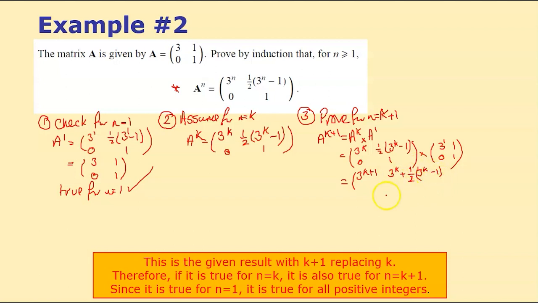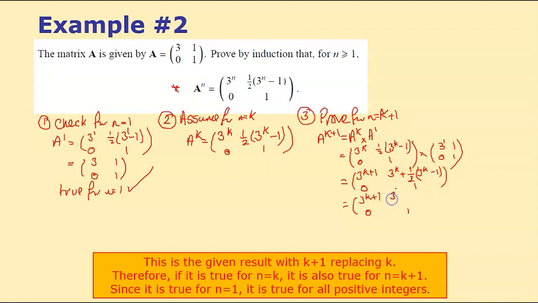Now you can see I'm going to do some work on that. 0 times by that, and 1 times by 0 will give me 0. And 0 times by 1, and 1, that will give me 1. So everything else is fine. But what I still need to do is just tidy this up. So it might take a bit of work. 3 to the k plus 1 I think is fine. You can see there the k plus 1 has just replaced the k. That's 0, which is the same as this one, 0. That's 1, that's fine. This is the tricky one.